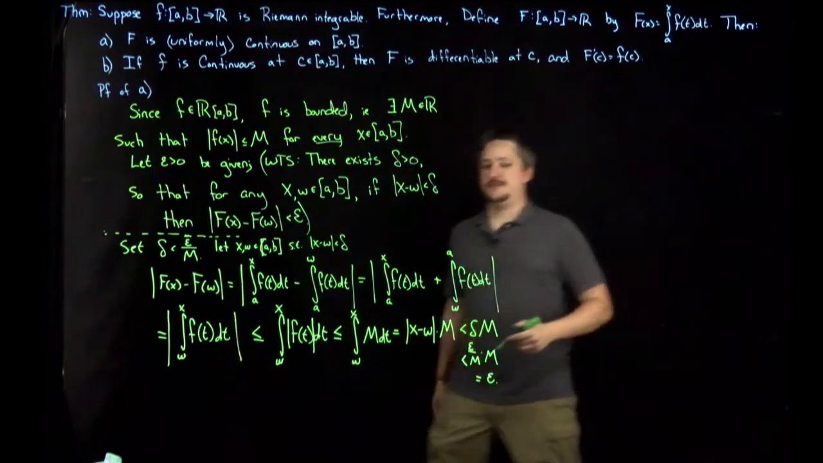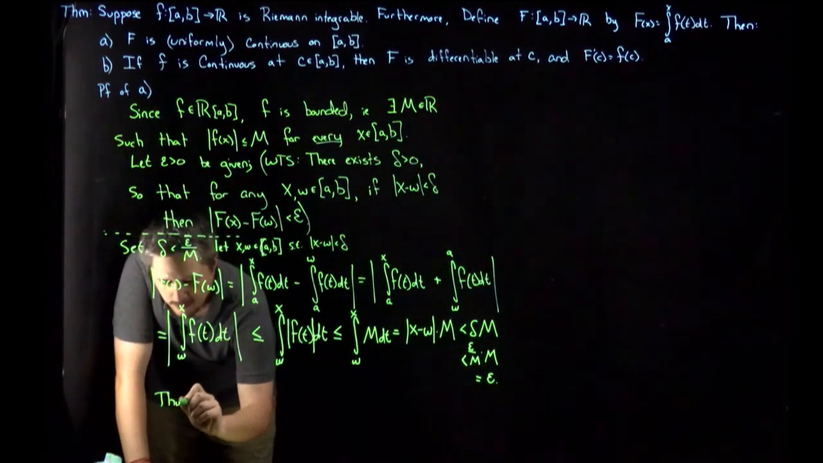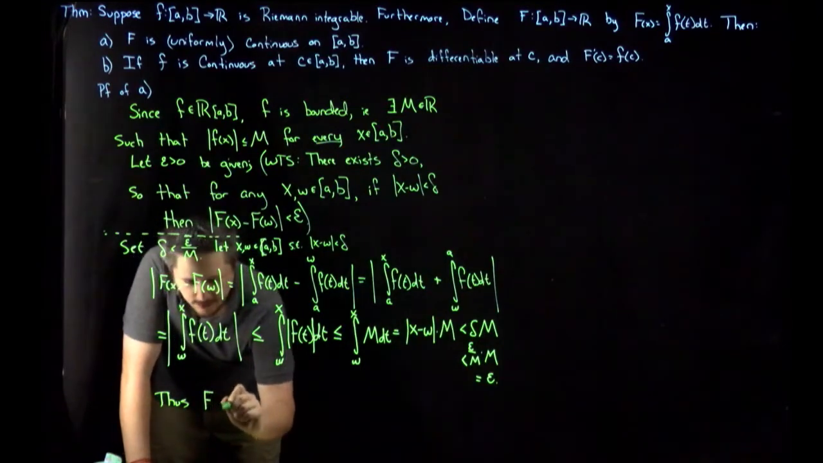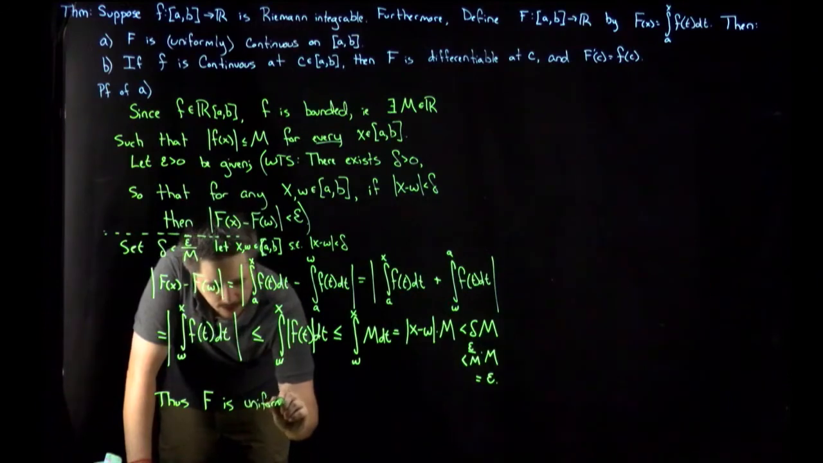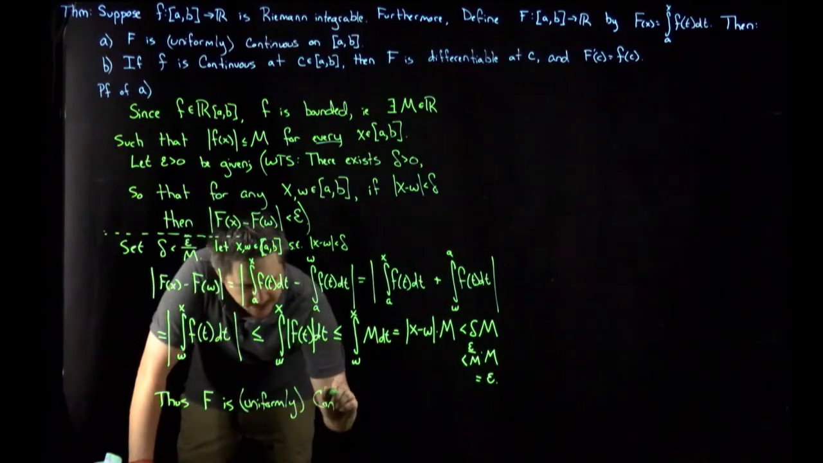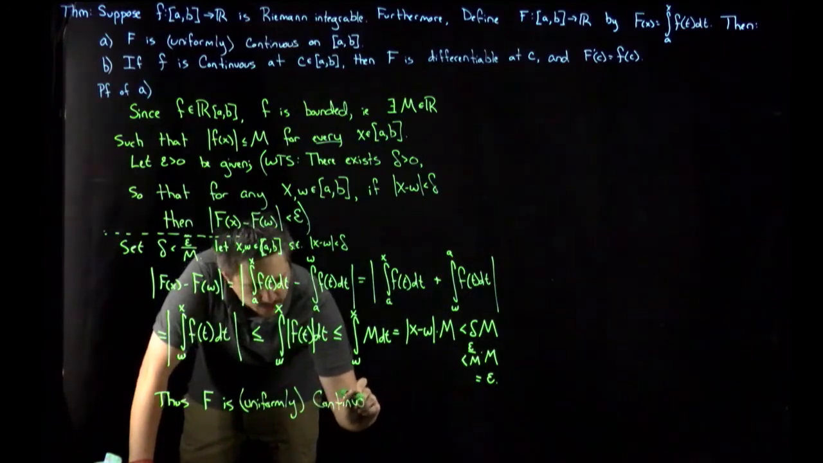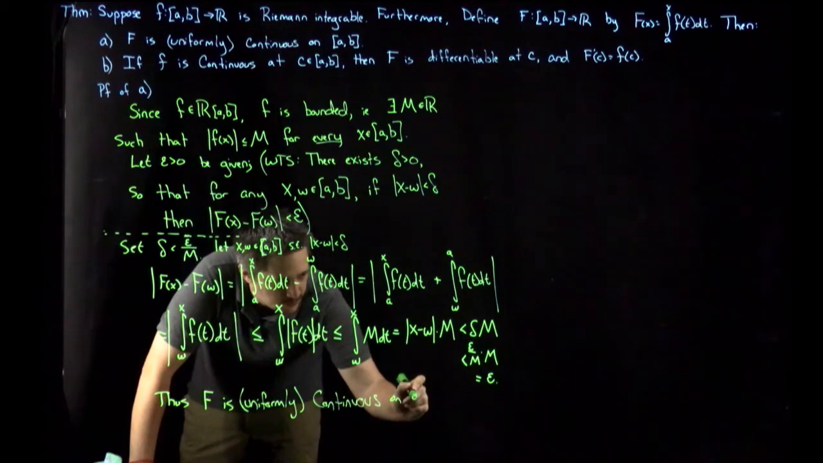So this shows me, thus, f is uniformly continuous, right? It's continuous, but it's even stronger than that. It's uniformly continuous on [a, b].